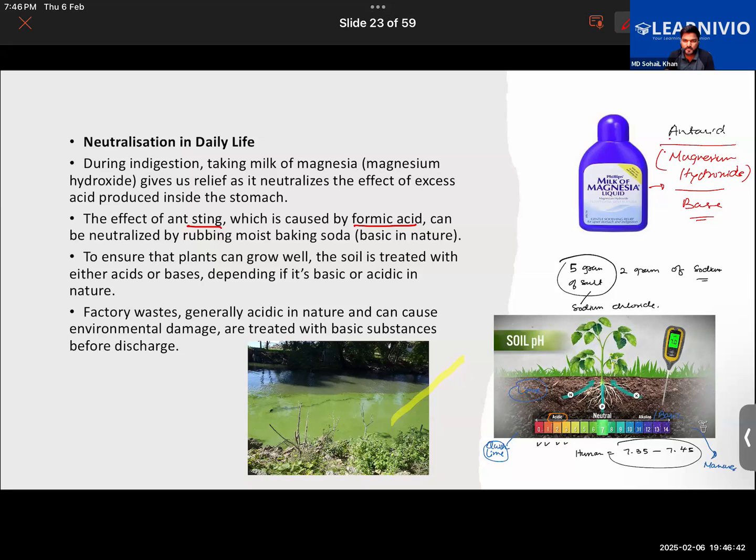Name the chemical substance present in milk of magnesia. Name the base found in it. It is called an antacid. An antacid neutralizes the effect of acid and is used to get rid of acidity. That is correct. The chemical name is magnesium hydroxide. This is the basic substance found in it. So milk of magnesia contains magnesium hydroxide.